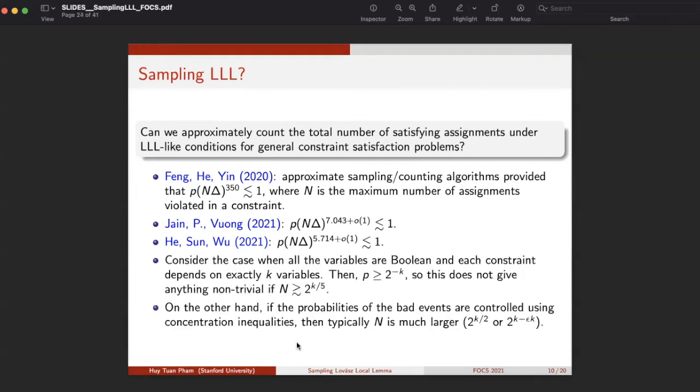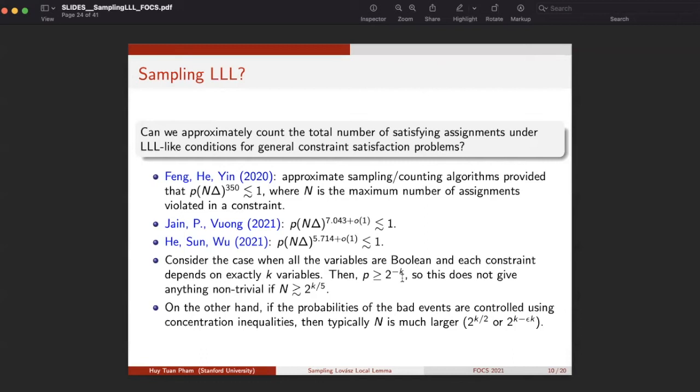But let me remark that in many applications of the Lovász local lemma, the atomic setting, or these constraints here, are in fact quite restrictive. So let's consider, for example, the case where all variables are Boolean and each constraint depends on exactly k variables. In particular, p will be at least 2 to the minus k.